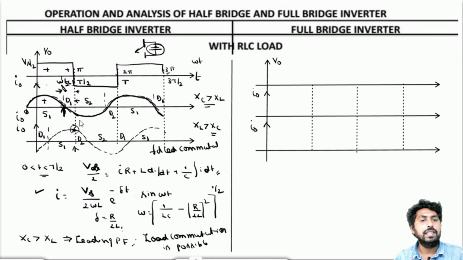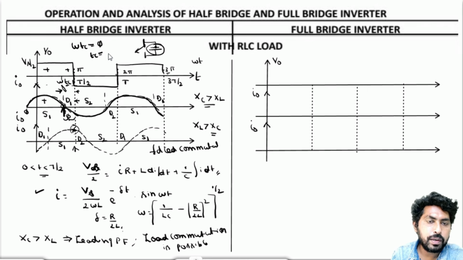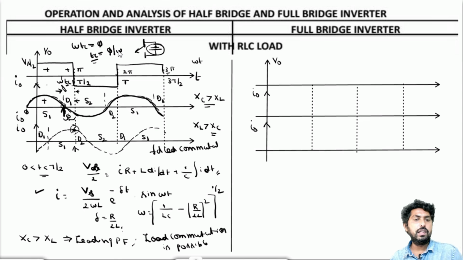So omega Tc, this period, will be pi. The circuit turn off time of the device is omega Tc equal to pi, so Tc is equal to pi by omega. From this we can find the circuit turn off time. It will be pi by omega.